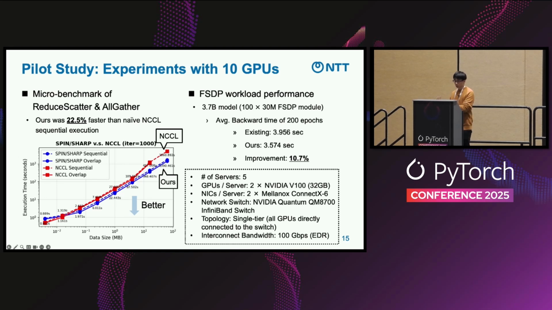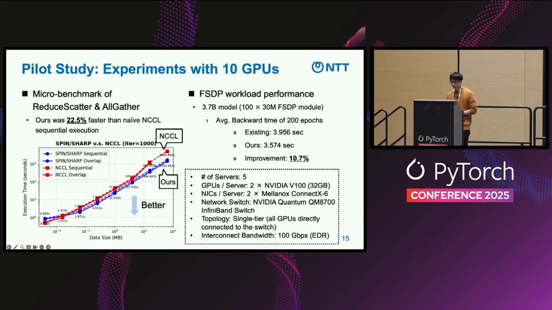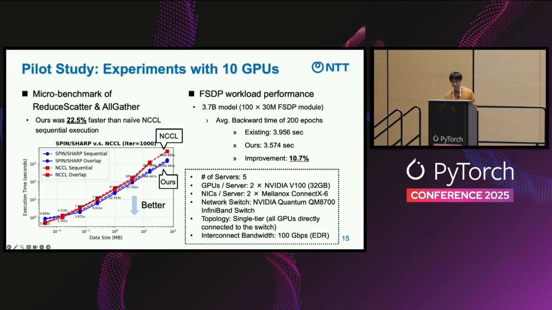And the right side of this slide shows when we applied the overlap communication technique to the FSDP workload. With the 3.7 billion parameter model, we achieved 10.7% faster execution by using overlapped communication. And even with other settings, we observed a consistent improvement in backward time of FSDP training. So our approach accelerates both micro benchmarks and real training workloads.